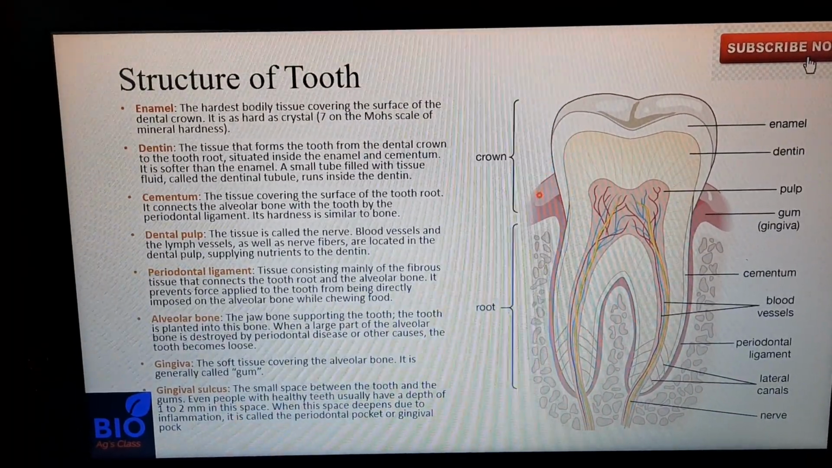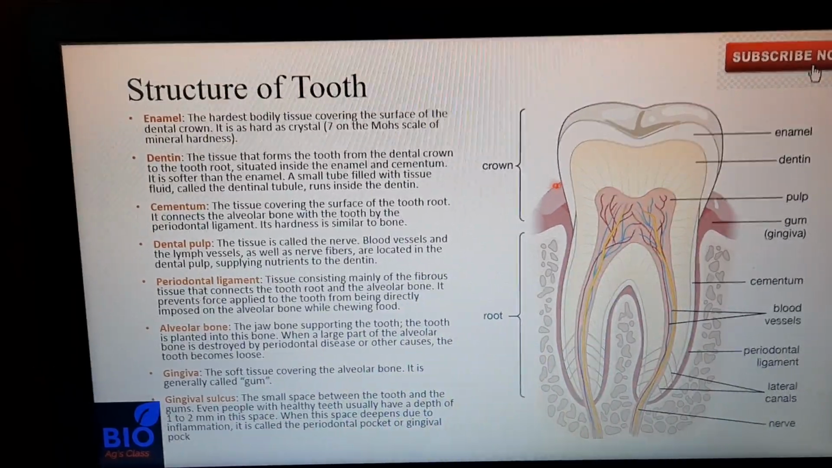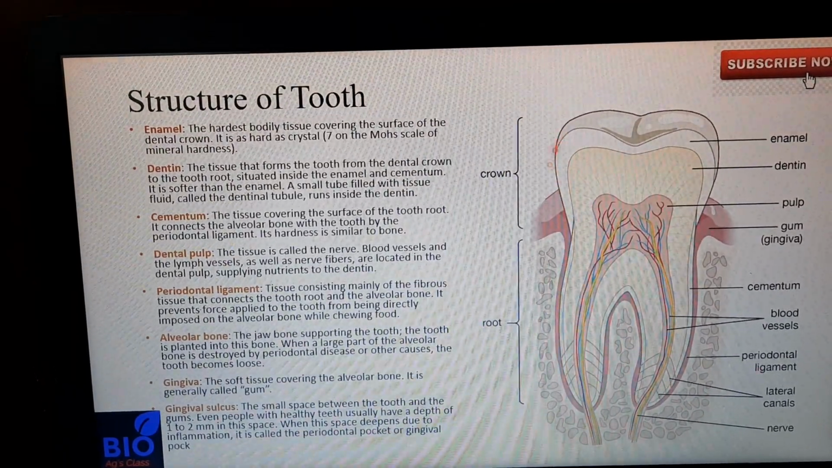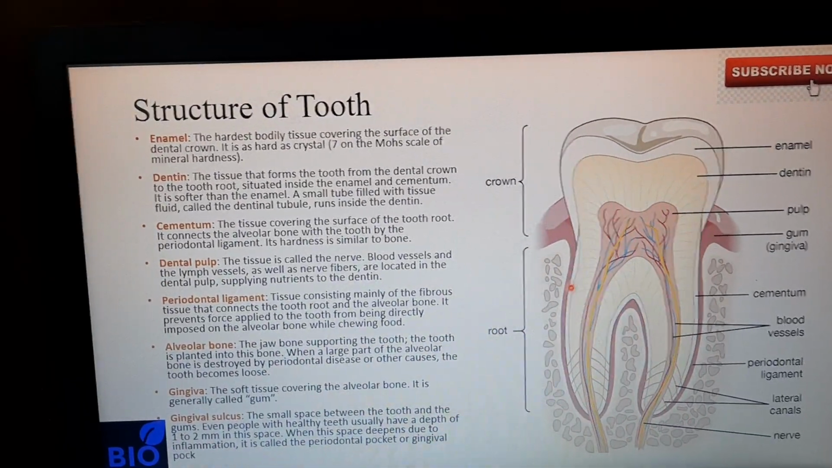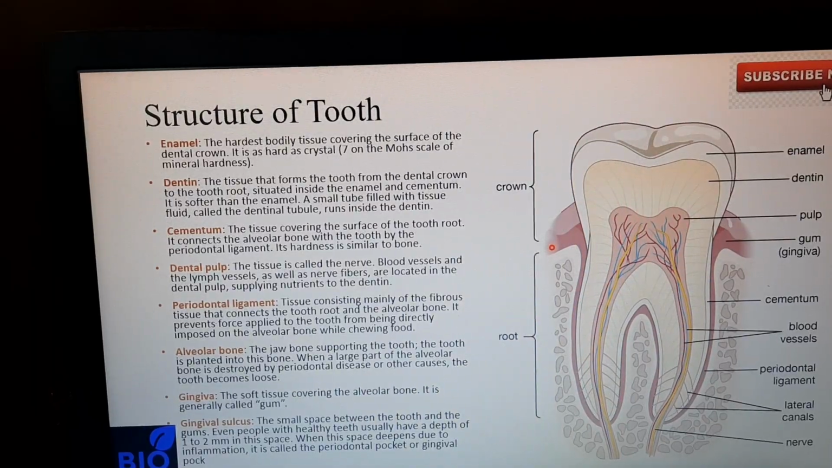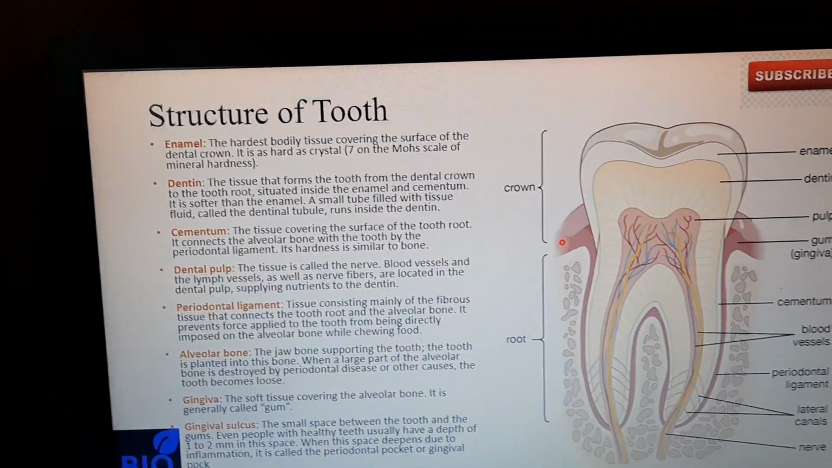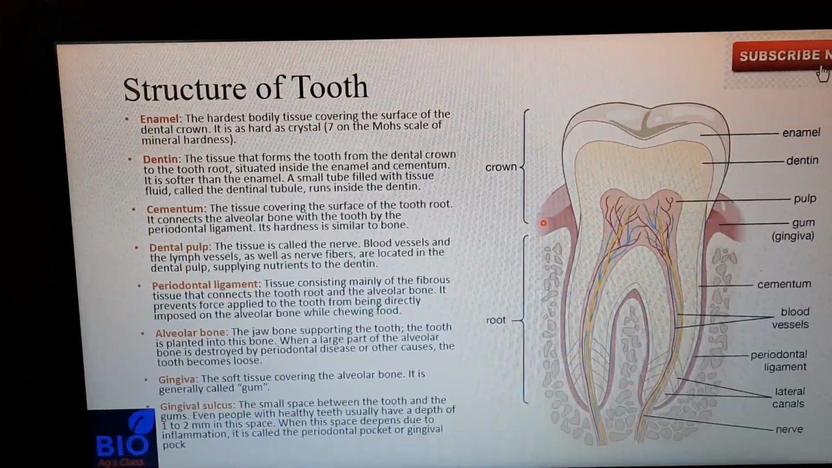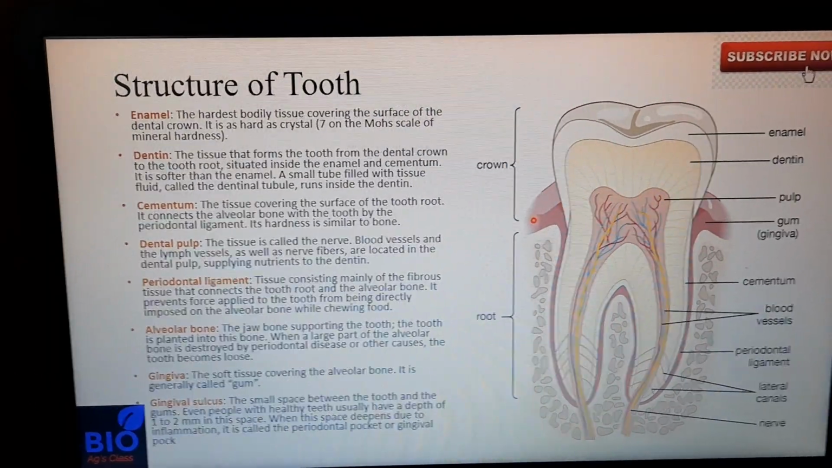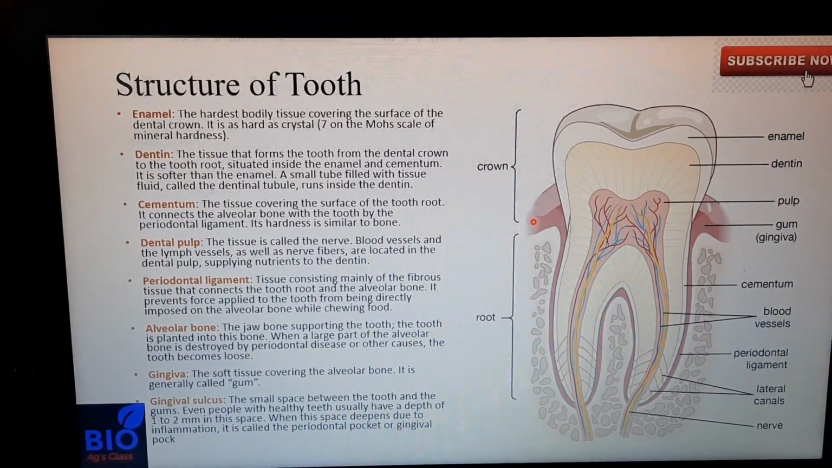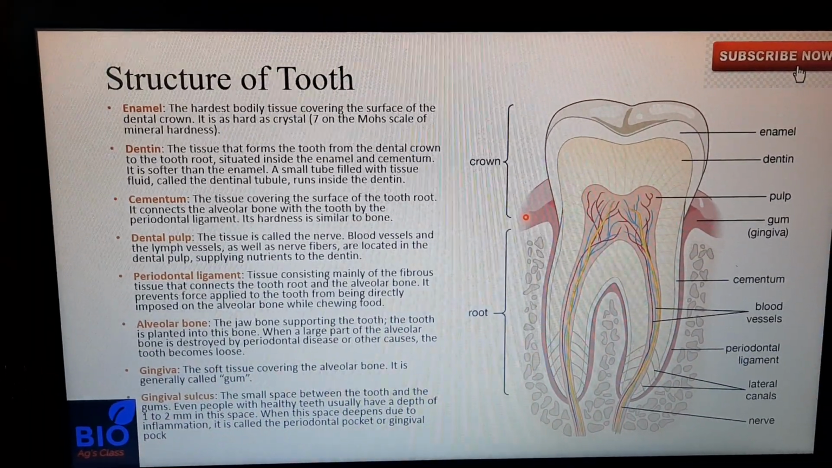It has three parts: crown, neck, and root. The upper part above the gum is called the crown. The lower part below the gum is called the root, and the part between the crown and root is called the neck. It's a very important question for our exam. It usually comes in the exam very often. I hope you will read this question, and you will draw this picture very well.